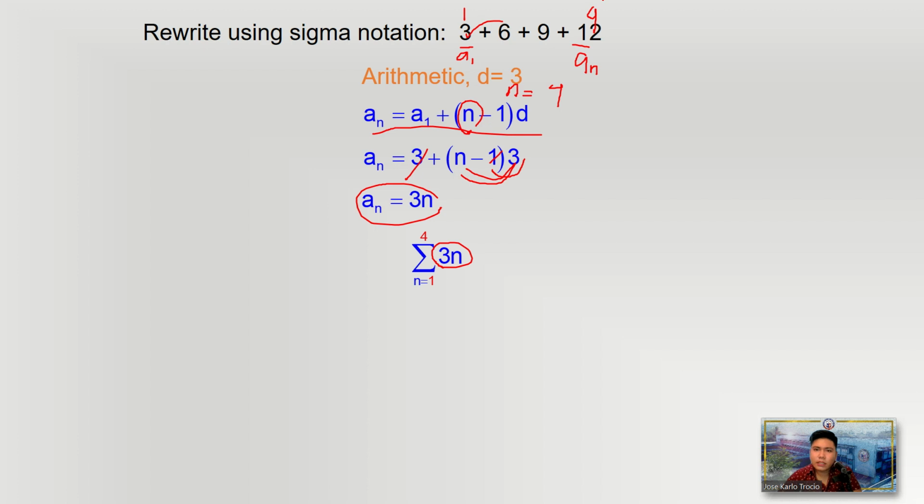Okay, let us check. Example, the 9 is 3. 3 times 3, 9. Very simple.